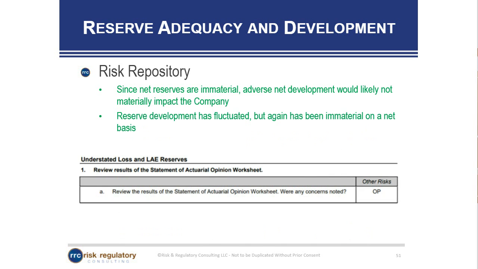And the risk repository, when you roll through that, since the net reserves are immaterial, adverse net development would likely not materially impact this company. It's sort of one of the takeaways I've got. And also, reserve development has fluctuated, but again, has been immaterial on a net basis.